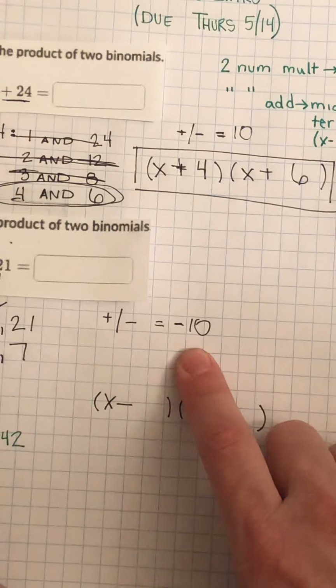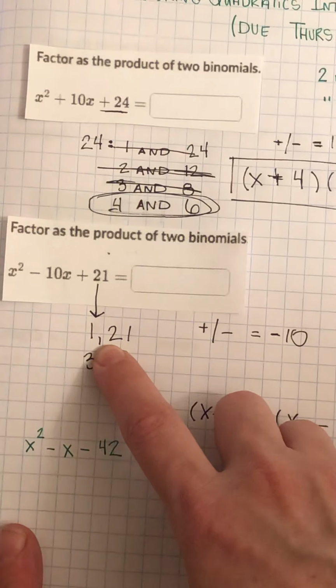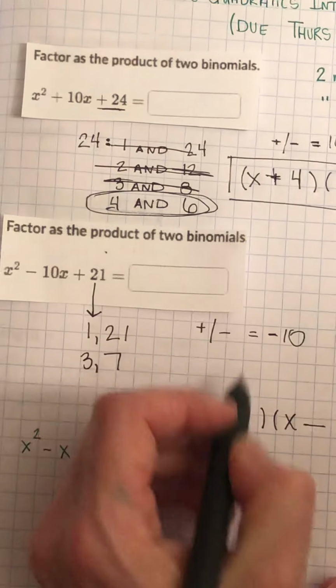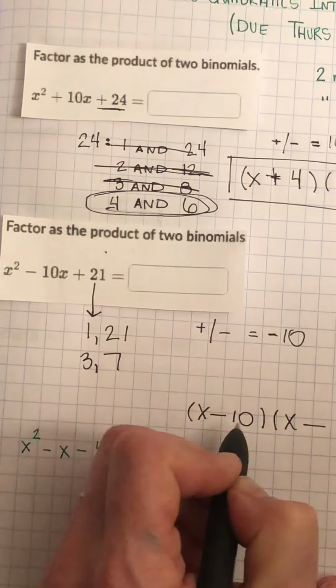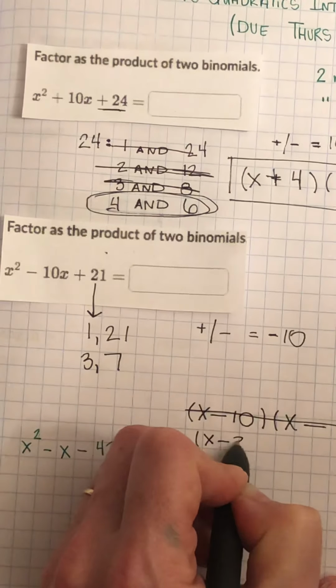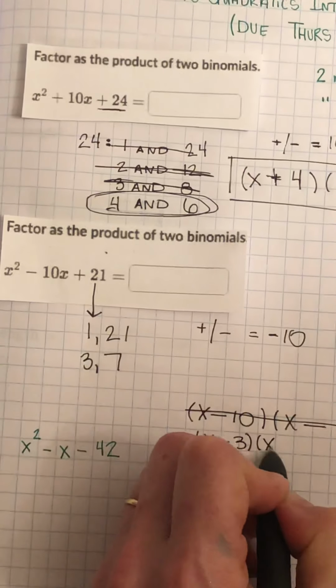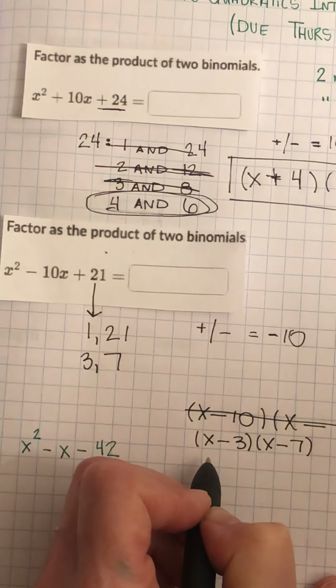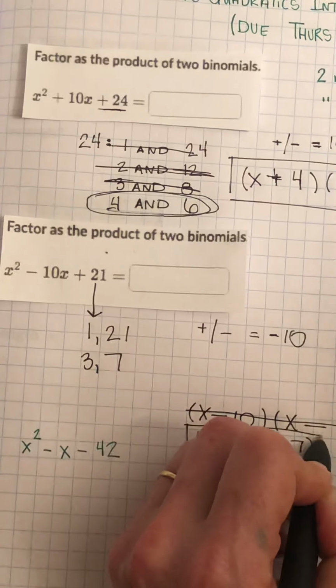And then if it's 10, that's going to give me 20 or 21 if I add or subtract. 3 and 7 can add or subtract to make 10. Whoops, sorry. That's not right. Let's write it again. X minus 3, x minus 7. So this is my answer.